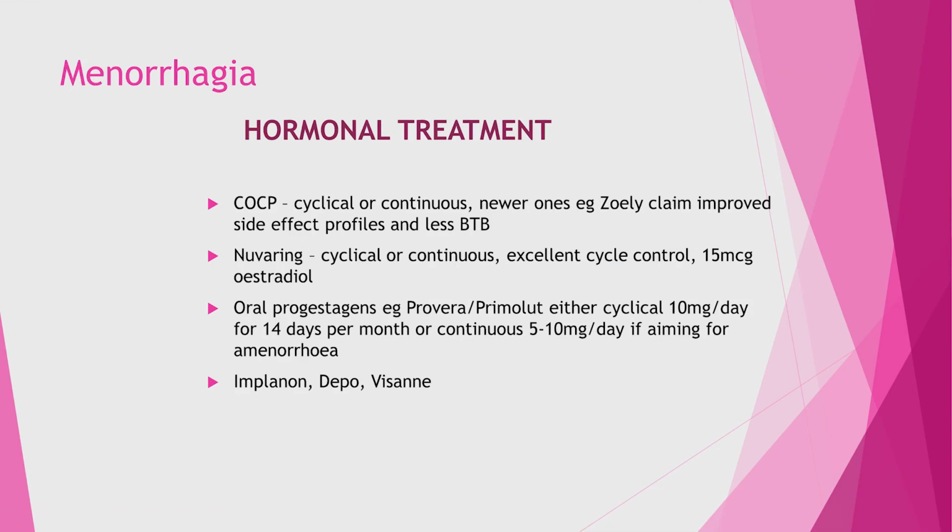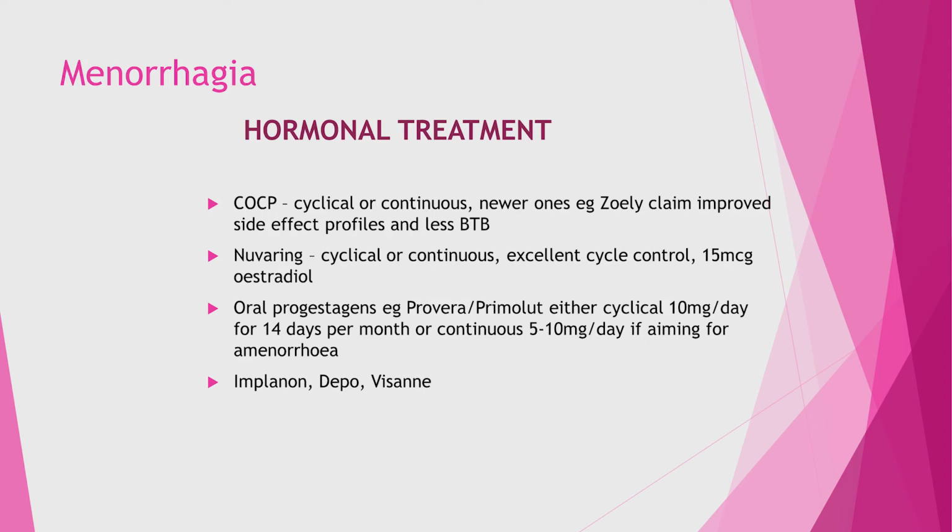In the hormonal world of controlling menorrhagia, we divide up our therapies into the combined approach and the progestogen-only approach. The combined oral contraceptive pill can be used cyclically or continuously. The newer generation pills such as Zoely boast a better side effect profile and less breakthrough bleeding. NuvaRing is also useful in controlling heavy periods if the patient is comfortable to use this vaginally.